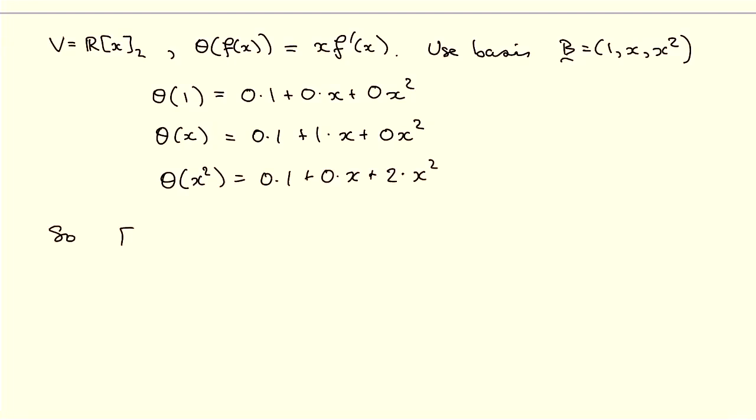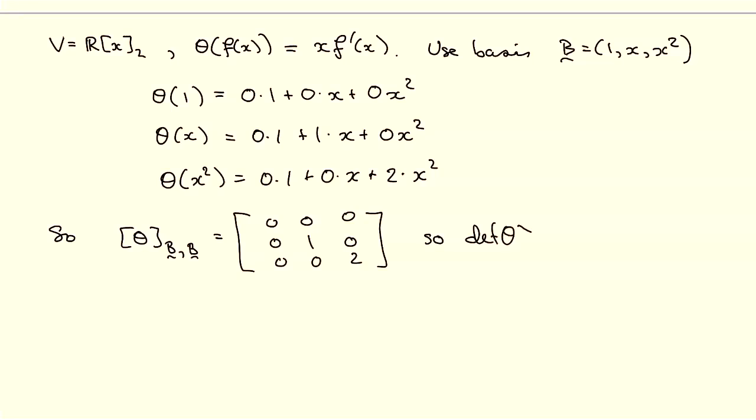So our matrix representation of theta with respect to our 2 bases is 0, 0, 0, 0, 1, 0, 0, 0, 2. So it has determinant 0. And the trace of theta is 3.